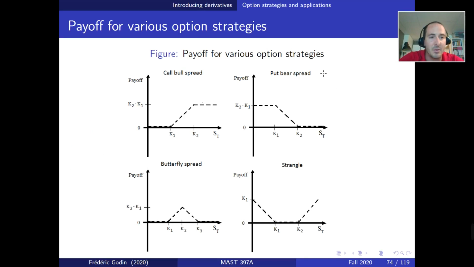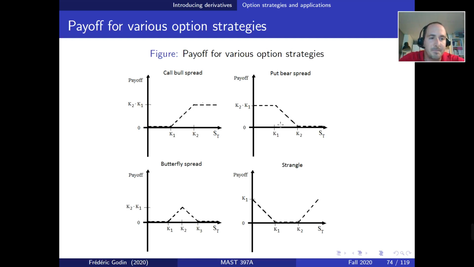Here I just give the result, but I invite you to replicate this plot manually at home to understand how you can obtain it. The payoff plot of a put bear spread is as follows. You have a positive payoff of K2 minus K1 if the underlying asset at maturity is worth less than K1. Conversely, you have a zero payoff if the underlying asset value is greater than K2 at maturity, and if it is in between K1 and K2, again you have an increasing function.